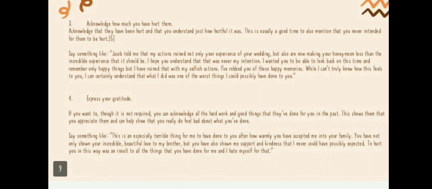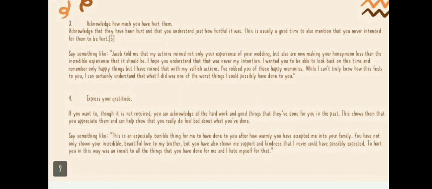I wanted you to be able to look back on this time and remember only happy things, but I have ruined that with my selfish action. I've robbed you of those happy memories. While I can't truly know how this feels to you, I can certainly understand that what I did was one of the worst things I could possibly have done to you.